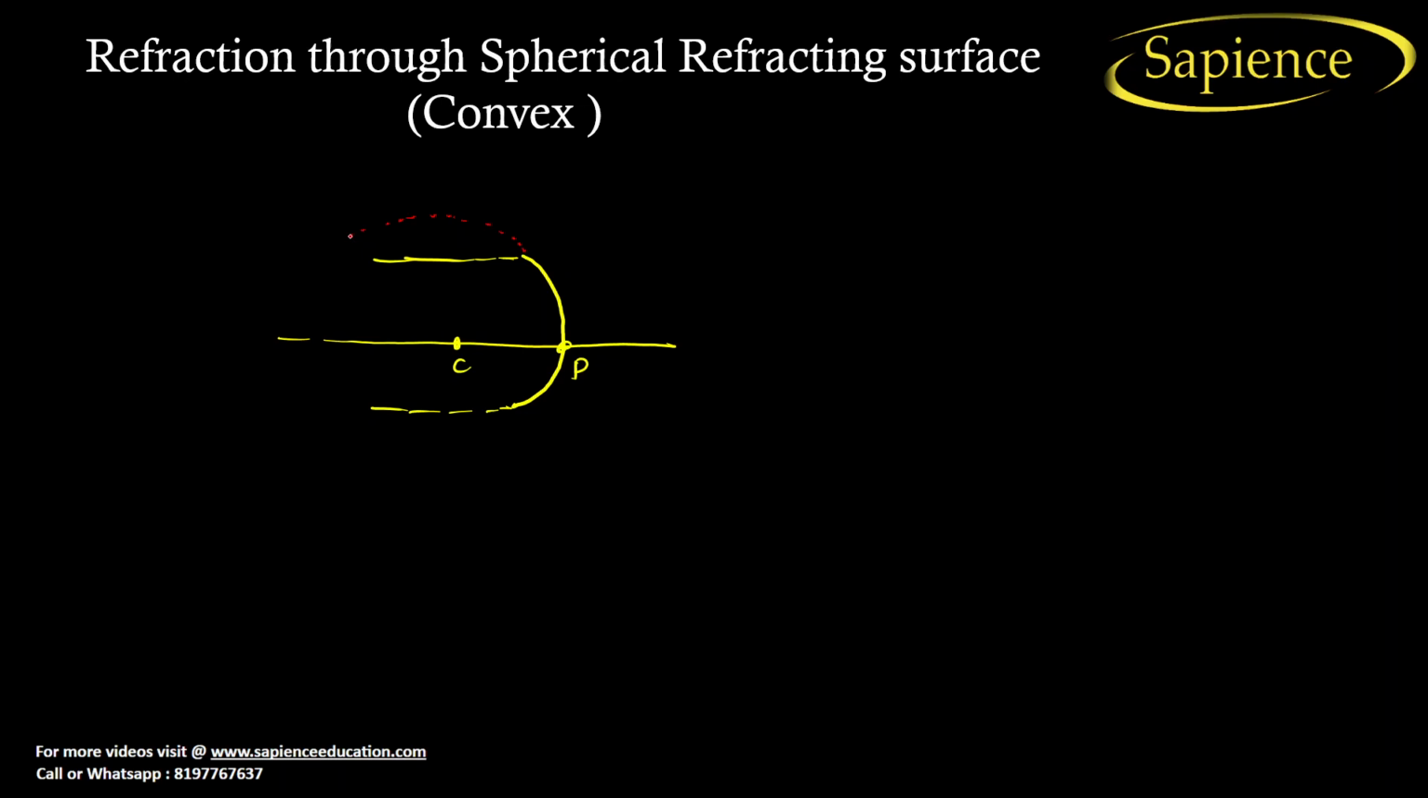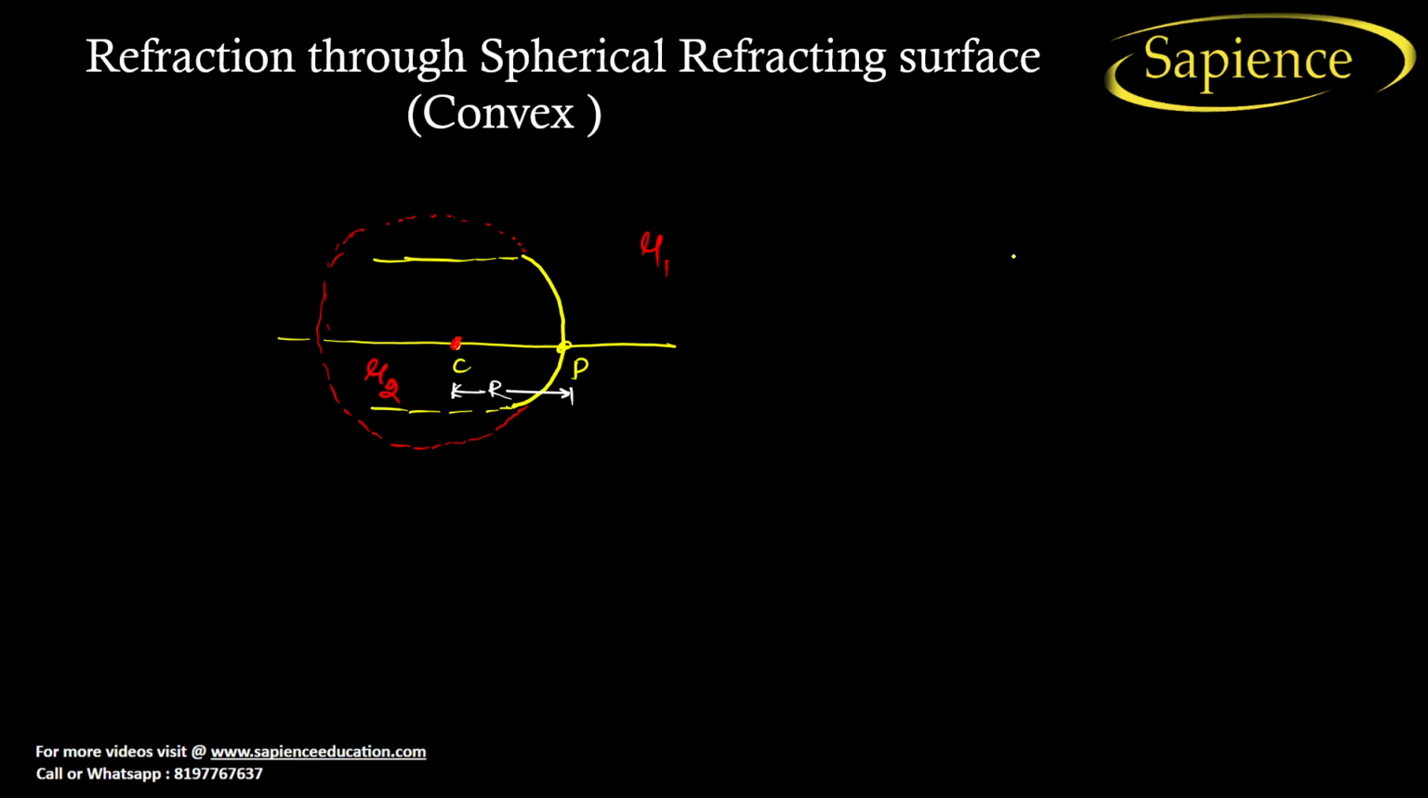Let us consider this as a sphere. The curve is also a part of a sphere, and the center of this sphere is considered the center of curvature. Now let us consider the refractive index of this as mu2. This type of surface is known as a convex surface, and the refractive index outside is known as mu1, right? And if you want to find the radius of curvature, you will do it as R like this.